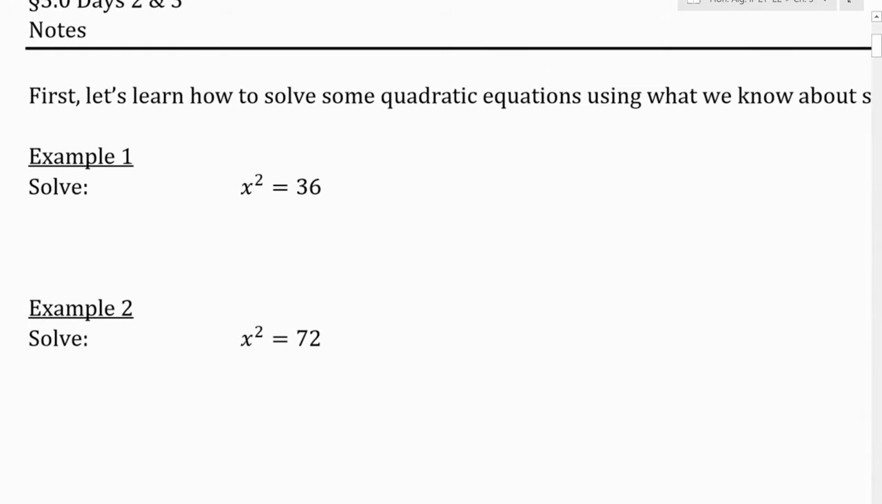So let's learn how to solve some quadratic equations. We're going to use what we know about square roots from yesterday. This question is asking, what do we square to get 36? Well, there's two things. 6 would work, -6 would also work. Got an answer. Okay. So that's easy enough.